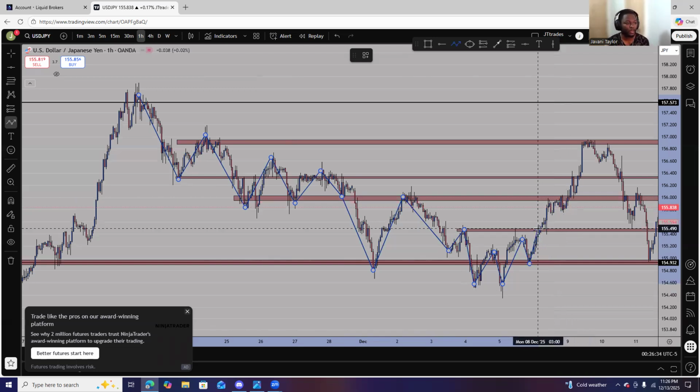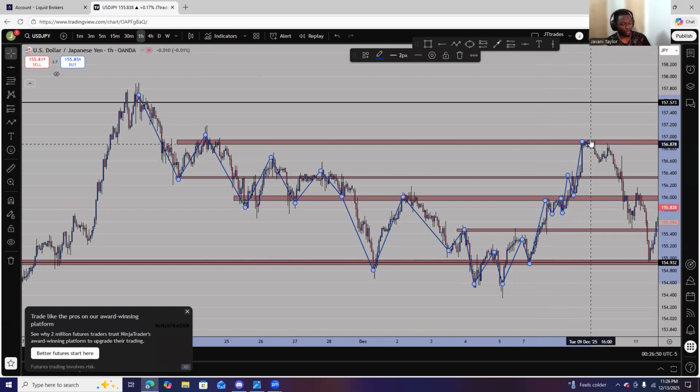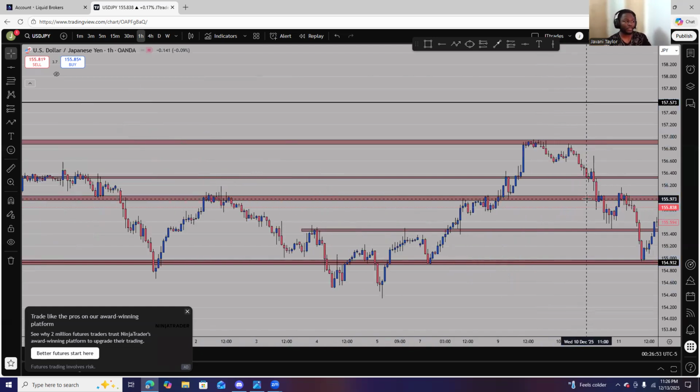And yeah, I mean, we created a small pullback, but nothing major. But if you realize we keep going, each one of these lows keeps getting higher, like right here. We created a high, higher high, higher low, higher high. That's how the market moves on a daily basis.